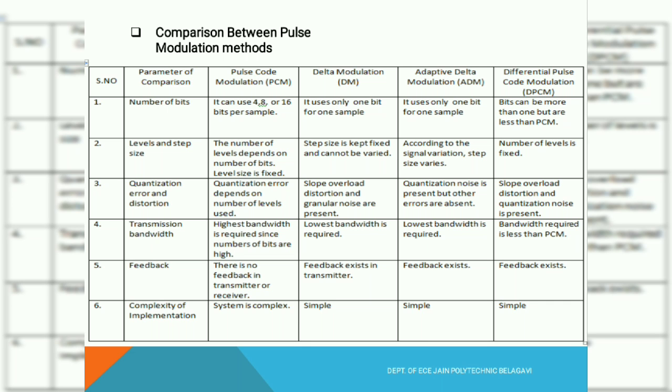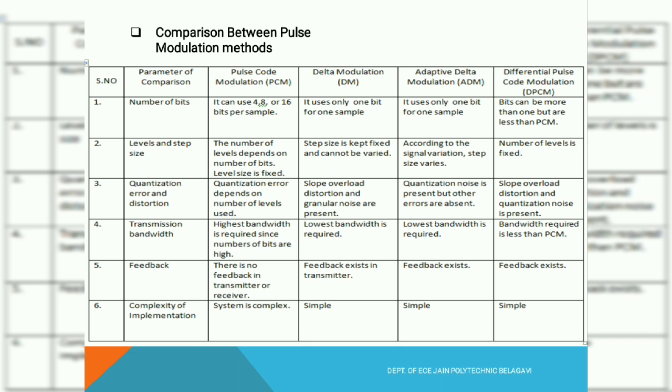Okay, so next, levels and the step size. In pulse code modulation the number of levels depends on the number of bits and the level is fixed. In delta modulation the step size is fixed and cannot be varied. The step size is kept constant because we don't have any extra block to vary the step size. In adaptive delta modulation we have the step size variation block, the logic for step size control, which controls the step size in order to avoid the granular noise and the slope overload distortion. And in differential pulse code modulation also the step size is fixed.